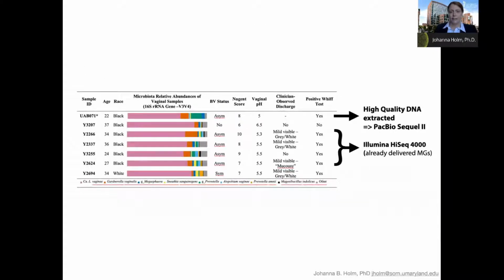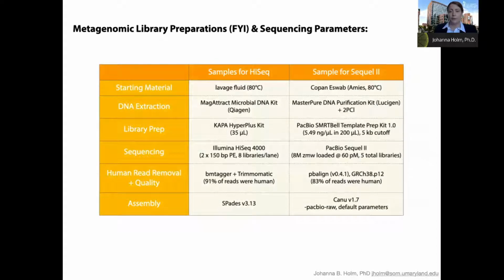6 of these samples already had short-read metagenomic data from the Illumina HiSeq 4000 platform. The 7th sample was from the Human Microbiome Project and had enough high-quality DNA to allow for metagenomic sequencing on the PacBio Sequel II platform. Here's a table where the metagenomic library preparation and sequencing parameters are summarized. Samples sequenced on the HiSeq Illumina platform were sourced from cervicovaginal lavage fluid.